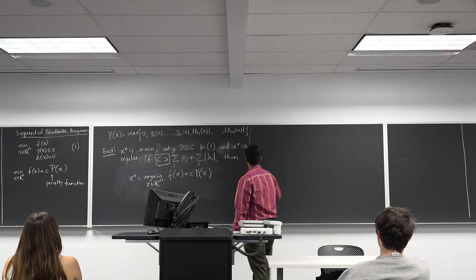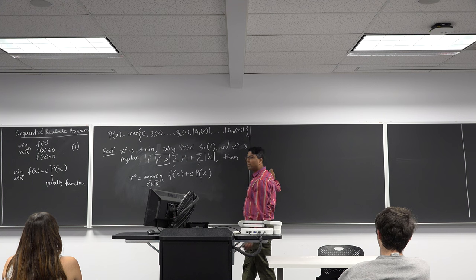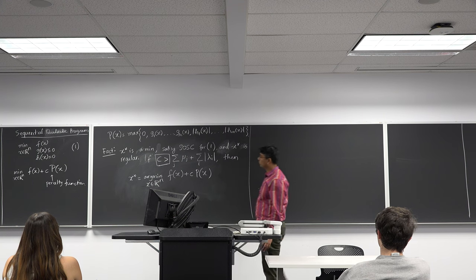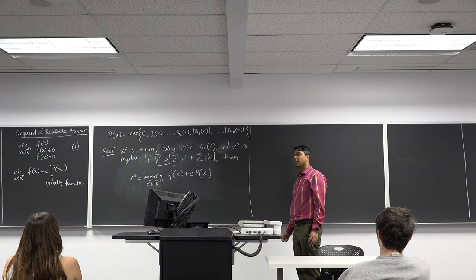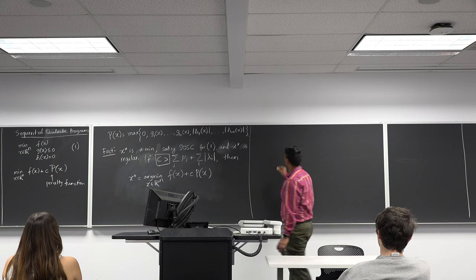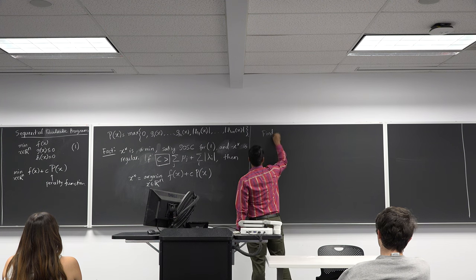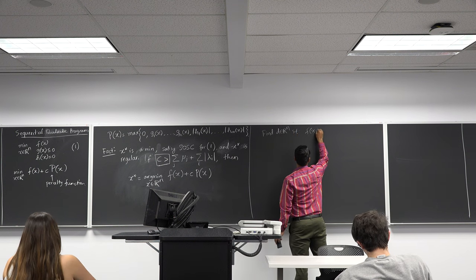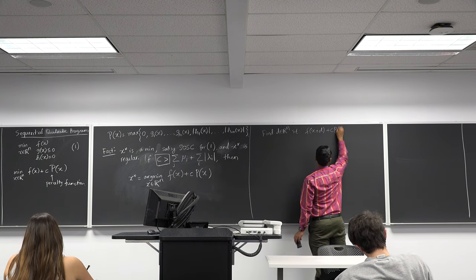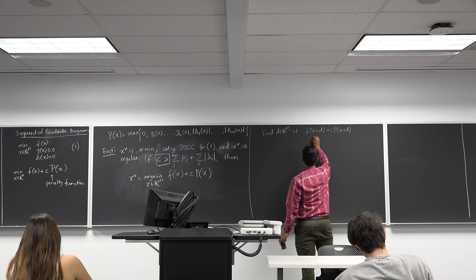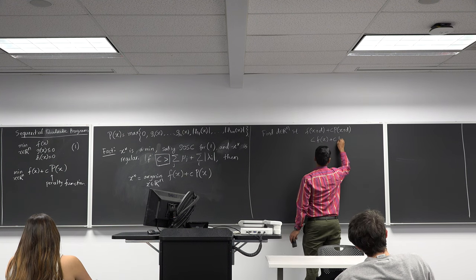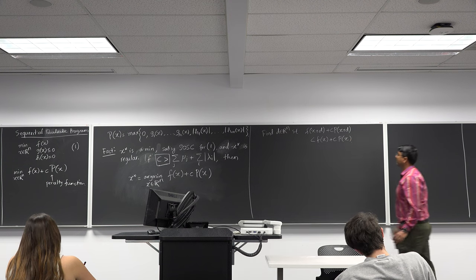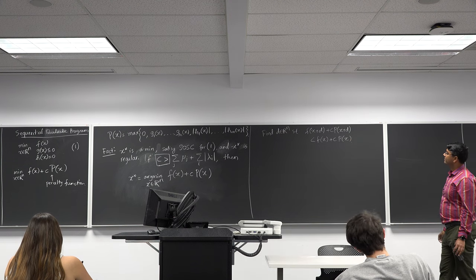How do I know what gradient, what d to pick? I can move in any direction d such that f of xk plus d is always less than f of xk. Right, so I need to find d such that f of x plus d plus c p of x plus d is less than f of x plus c p of x. So I need to find this kind of d.